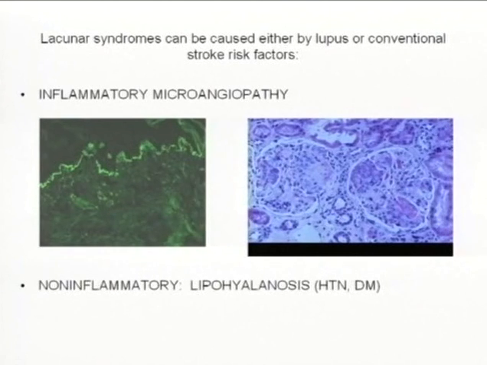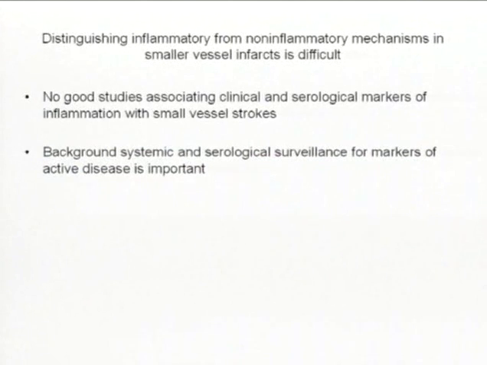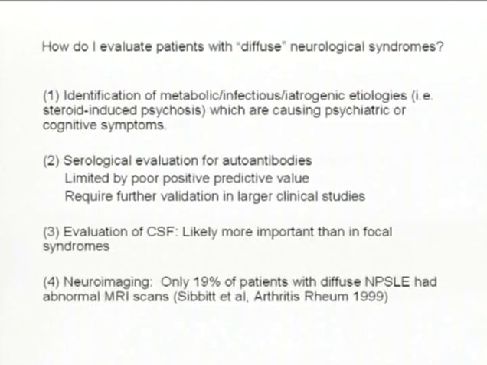The problem here is that you can't go ahead and biopsy somebody's brain. So what do you do? The answer is not readily apparent at the current time. Unfortunately, right now, there are no good studies which associate clinical and serological markers of inflammation with small vessel strokes. So when I have a patient who presents with lupus and a lacunar syndrome, it's really important to do a thorough surveillance of any background systemic and serological evidence of active disease. So that concludes a focal syndrome.